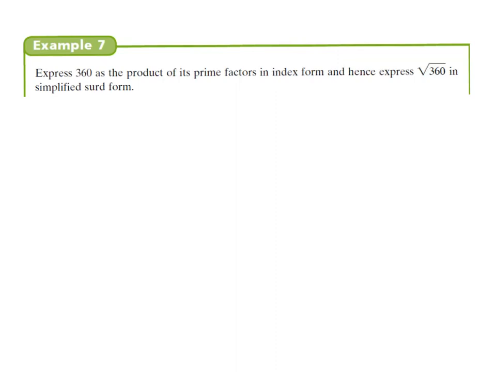Okay, for the last skill that you're going to need for this section of work, exercise 4.1, is taking a number like 360, and they ask us explicitly to write it as the product of its prime factors in index form, and then to express the square root of 360 in simplified surd form. So the first thing we have to do is the prime factor expression. We can do that as a prime factorization.